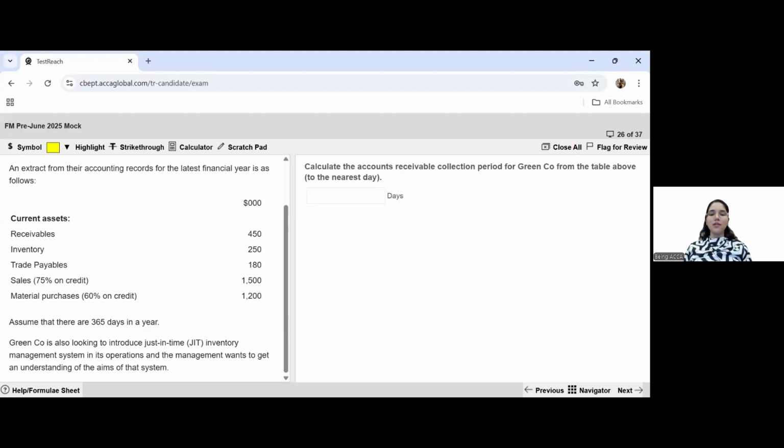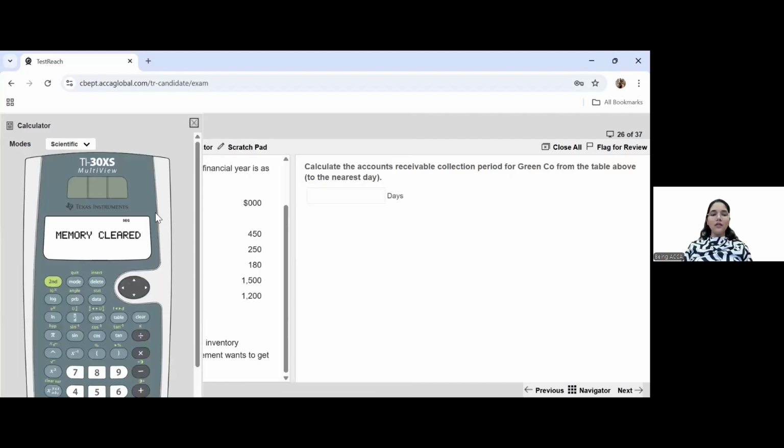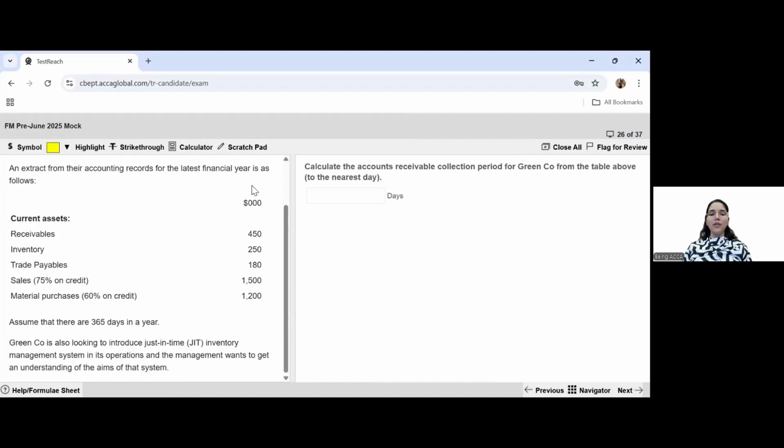So the very first requirement that it gives us is we have to calculate the accounts receivable collection period for Green Company from the table above. So we are given the table, we know the formula for the accounts receivable. So we are going to use the following numbers. The numerator is going to be the receivables and the denominator has to be the credit sales. Total sales are 1500, 75% of this is credit sales.